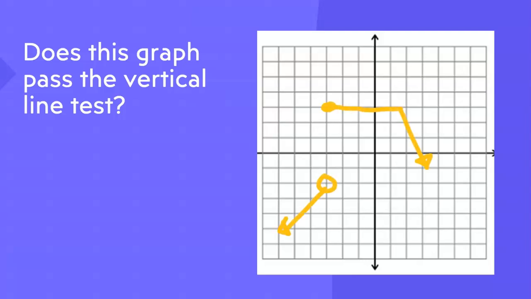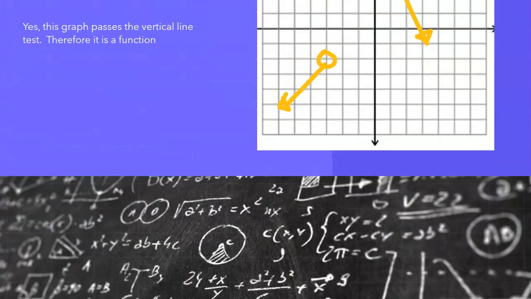This graph, could it pass the vertical line test? Yes, it can. So even though we have 2 points, one is open, one is closed, saying that one point is within the function and one point is not included in the function. So this is going to pass the vertical line test.